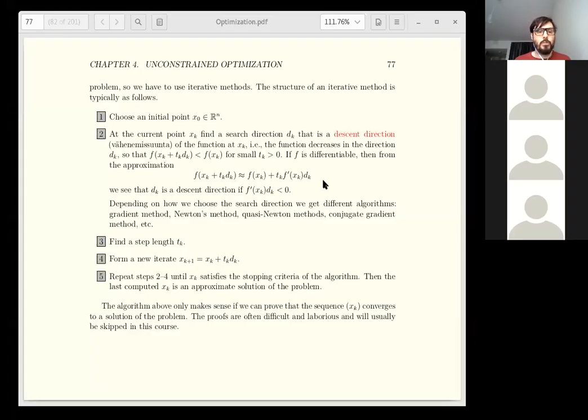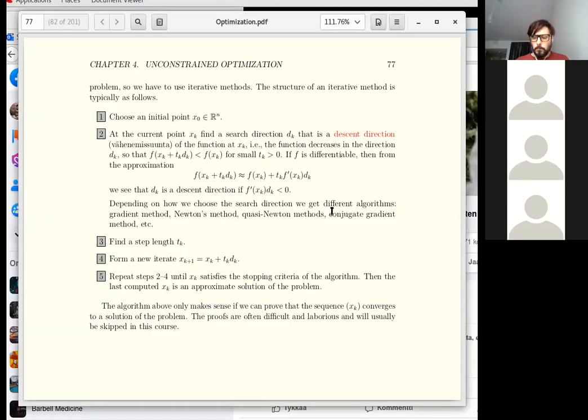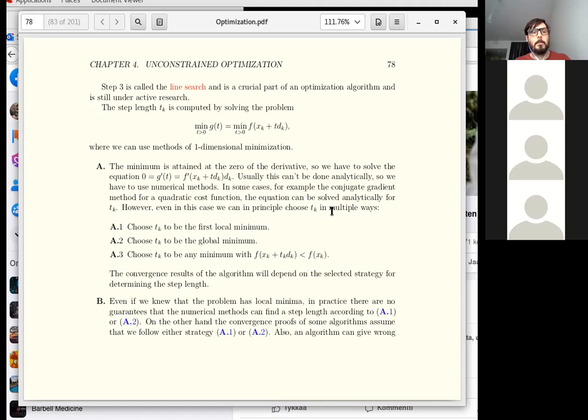Let's resume now. So there are various things that we have to figure out: finding the step length, finding the direction, and so forth. So let's first look at finding the step length.